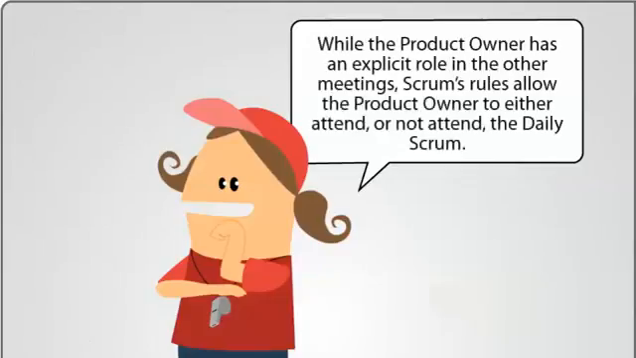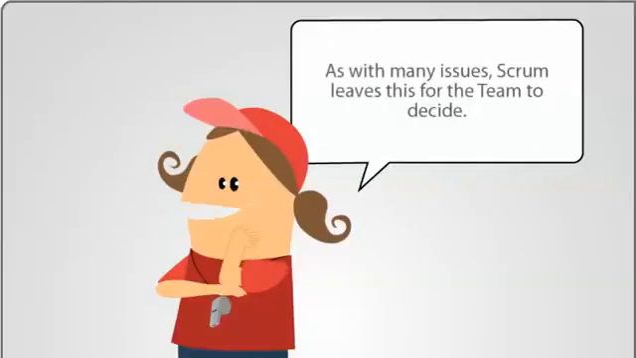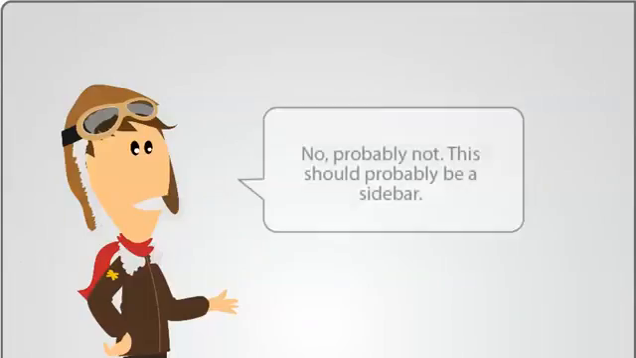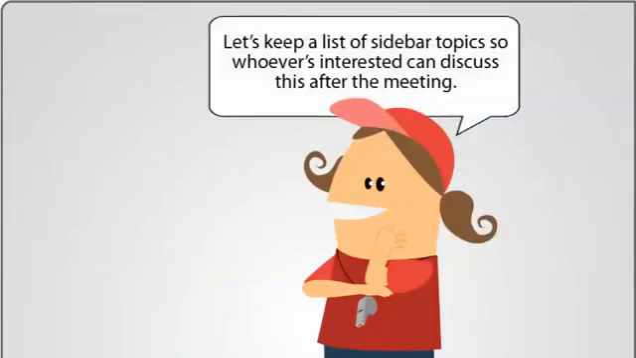While the product owner has an explicit role in the other meetings, Scrum's rules allow the product owner to either attend or not attend the daily Scrum. As with many issues, Scrum leaves this for the team to decide. Are we on topic for the daily Scrum? No, probably not. This should probably be a sidebar. Let's keep a list of sidebar topics so whoever's interested can discuss this after the meeting.